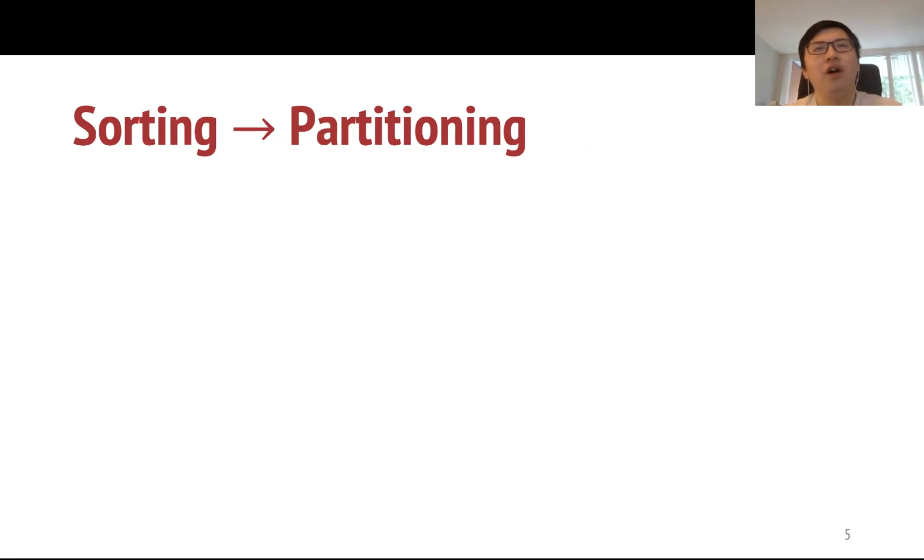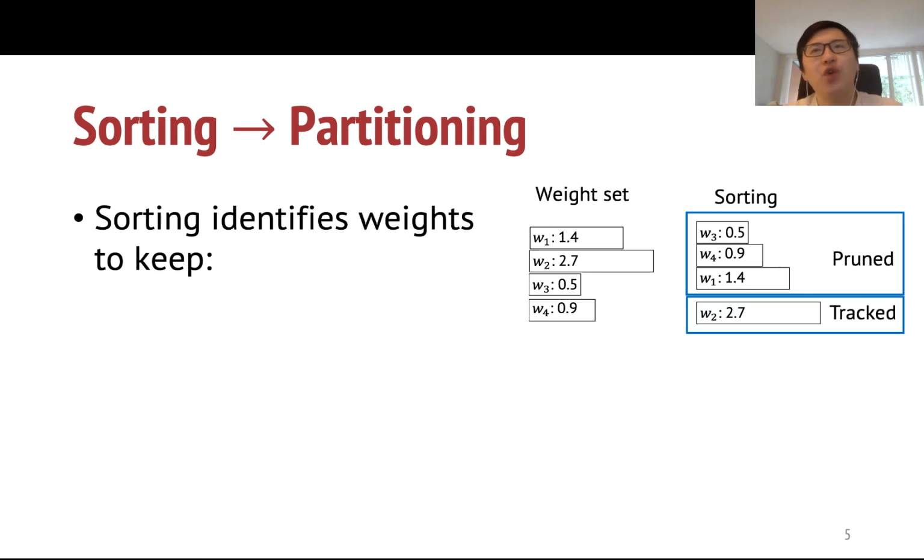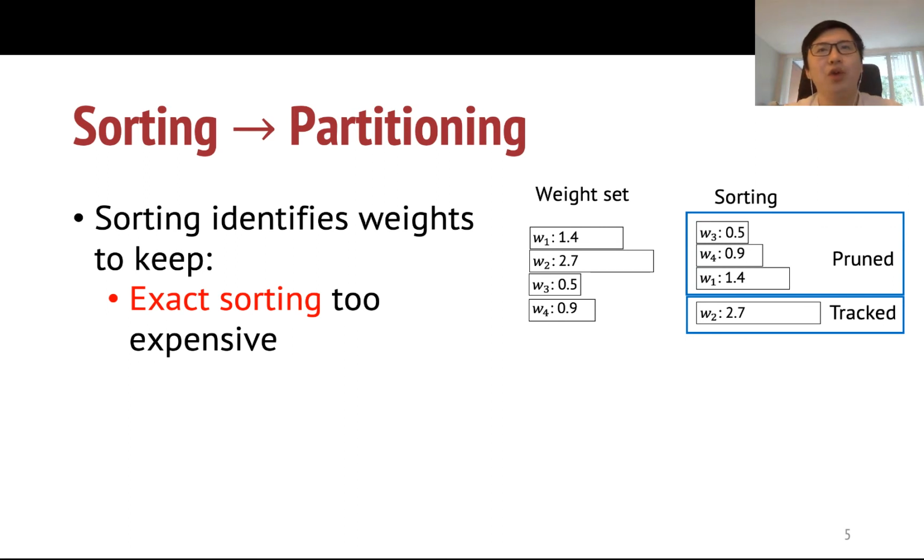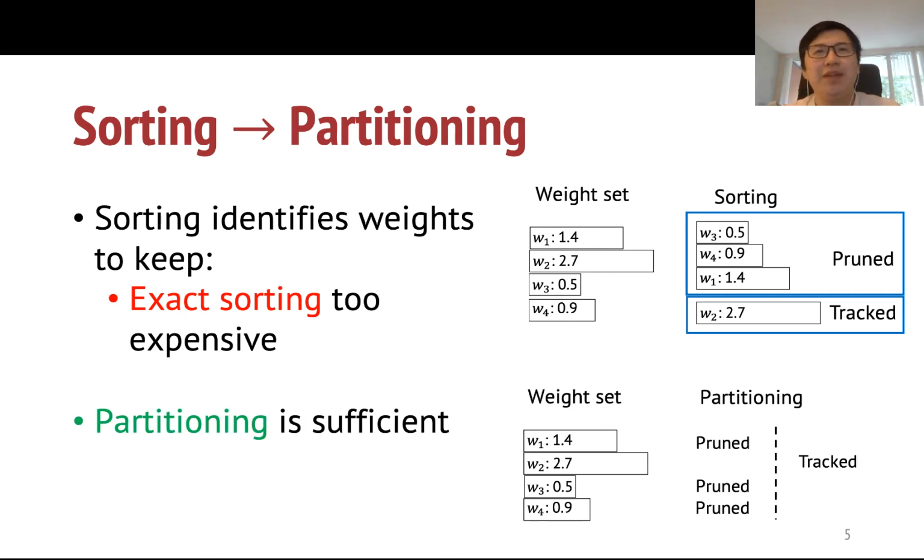In addition, all sparse training algorithms require sorting to identify weights to keep. For example, to prune 75% of a toy 4-weight model, the sparse training algorithm will sort across all weights, prune the 3 lowest magnitude weights and only track the top weight. However, exact sorting across the entire model is too expensive. Our observation is that sorting is too strong and we don't care about the relative order inside the tracked and the pruned set. Therefore, a partitioning scheme is sufficient.